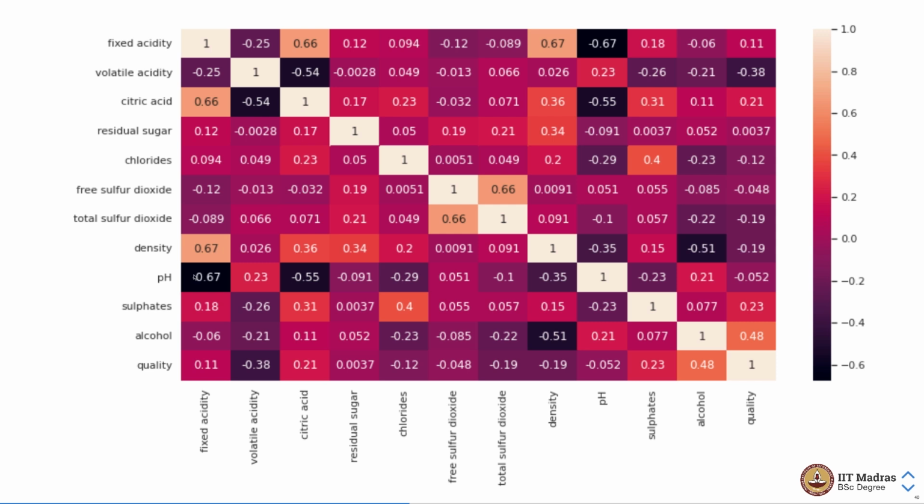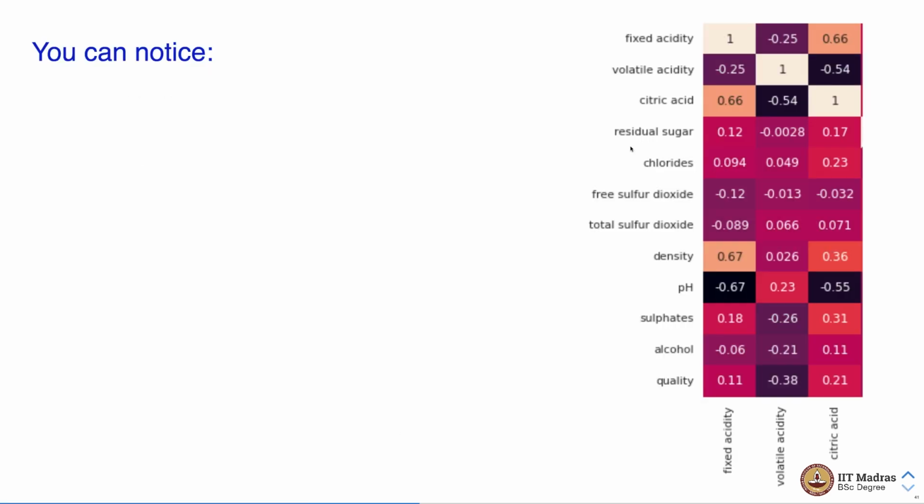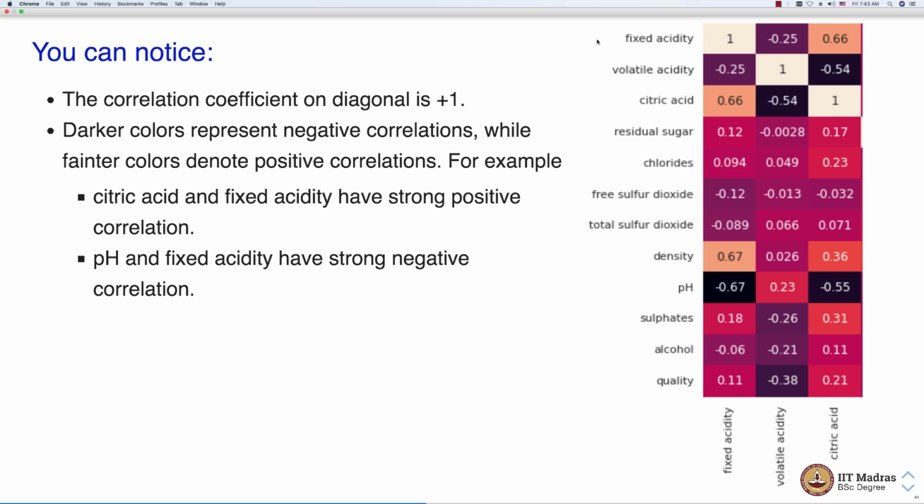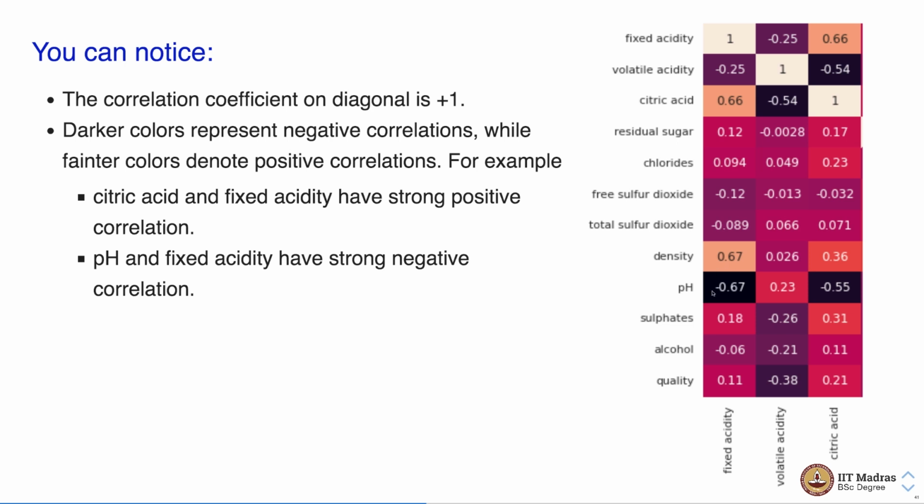These are some of the examples of negatively correlated features. For example, fixed acidity and pH are negatively correlated. You can notice that the correlation coefficient on the diagonal is 1. The darker colors represent negative correlations while fainter colors denote positive correlations. For example, citric acid and fixed acidity have strong positive correlation with a correlation coefficient of 0.66. pH and fixed acidity have strong negative correlation, which is a correlation of minus 0.67.